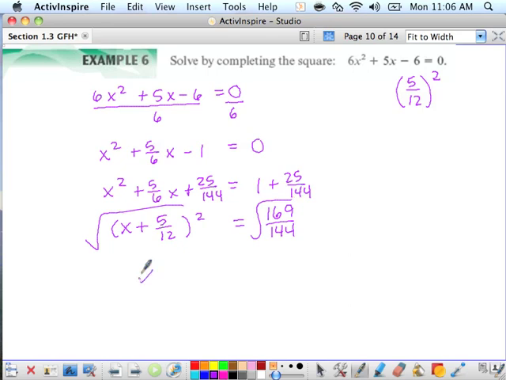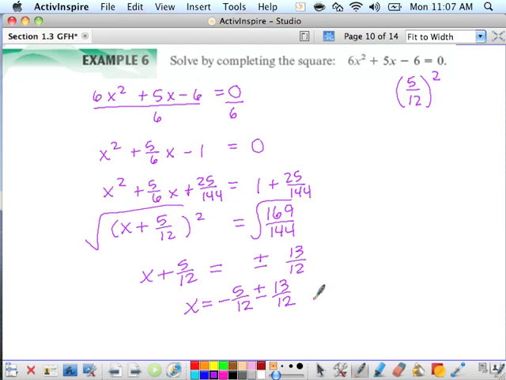And that gives us x plus 5 over 12 is equal to plus or minus the square root of 169, which is 13, and the square root of 144 is 12. So that gives us x equals negative 5 over 12 plus or minus 13 over 12. And the nice thing about this is the square root disappeared. So that means that we're not going to have all that trouble of how do I write the answer? We can actually combine these.